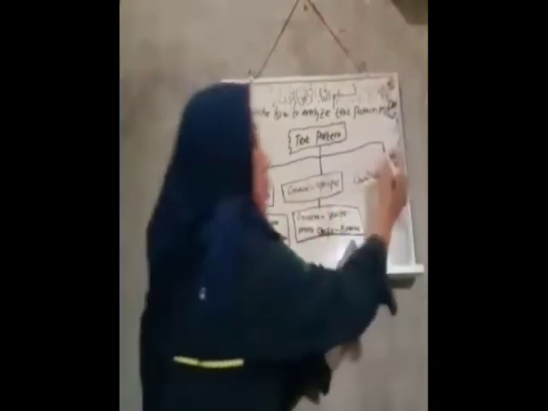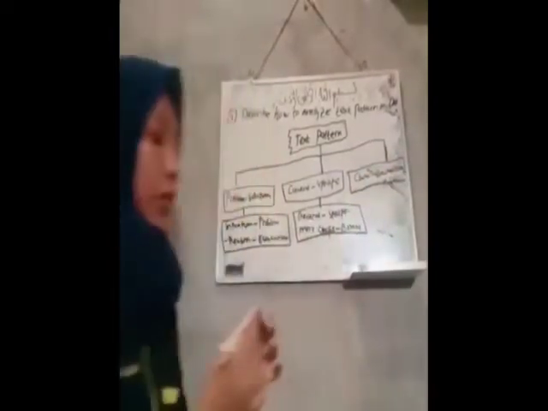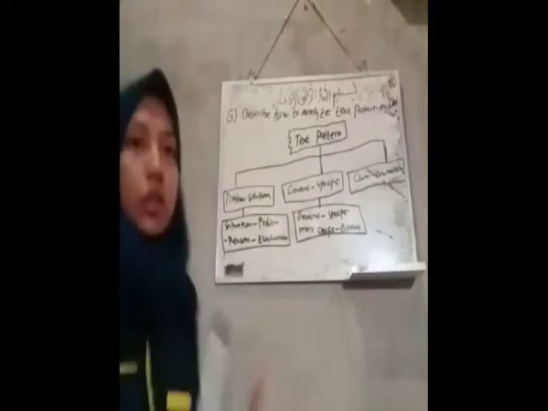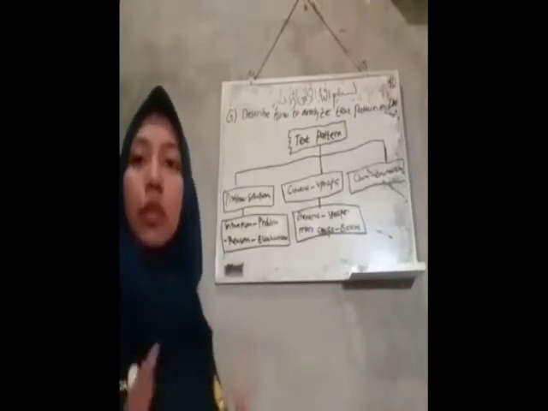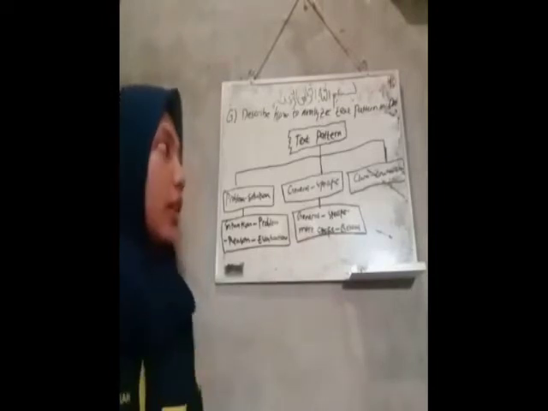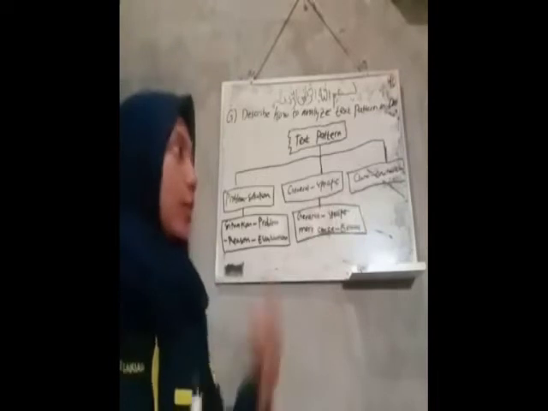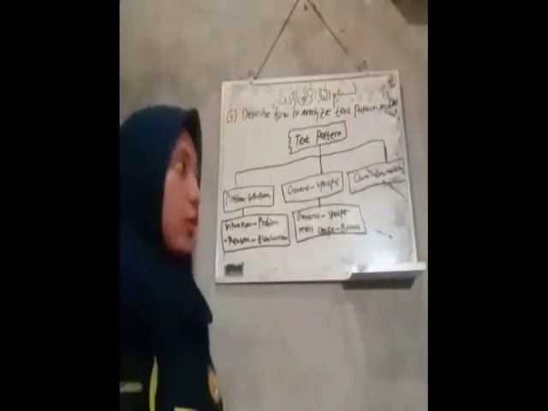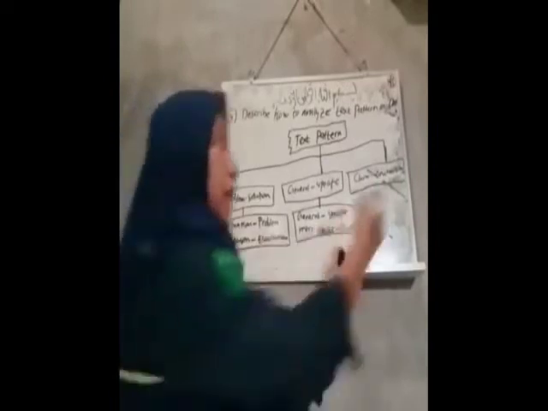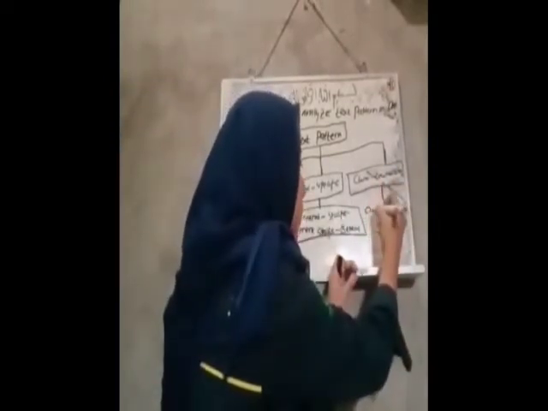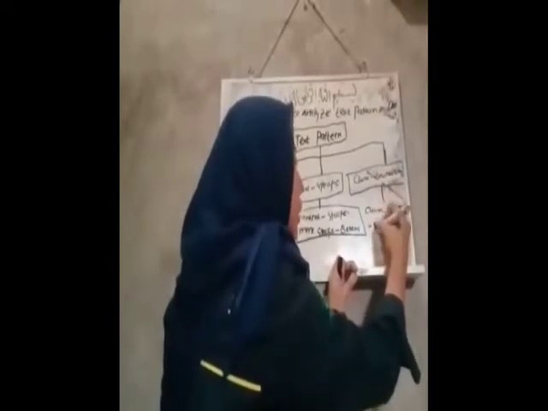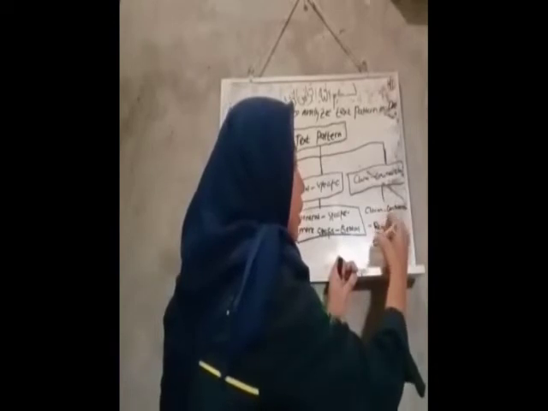The last one is the claim-counterclaim pattern. The claim-counterclaim pattern is a type of text pattern which refers to a structure of ideas in which a claim, or a statement about something, and the counterclaim, the opposite statement of the claim, are presented in relation to an issue in a text. According to Kimberly in 2016, the claim-counterclaim pattern consists of four elements, which are claim, counterclaim, reason, and evidence.